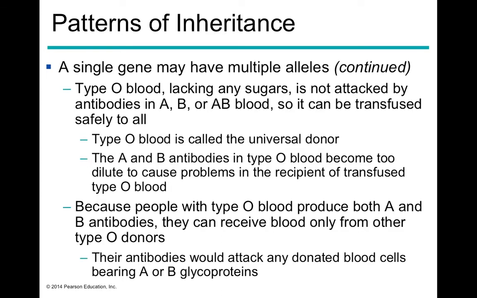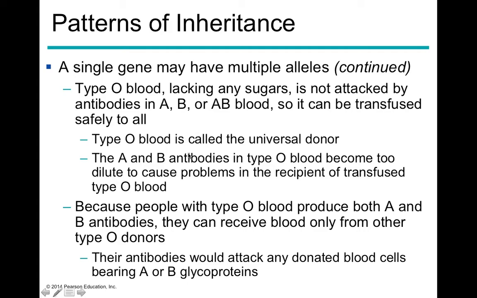Okay, but that doesn't mean that you can only transfer type O to type O and type AB to type AB and type A to A, right? And then we'll get to that in just a second. So type O blood has no sugars on it. So it's not attacked by antibodies in A, B, or AB blood, and that's why it's considered to be a universal donor. It can be transfused safely to everyone. However, this individual with type O blood can only receive type O blood, cannot receive A, B, or AB. So even though he can give it to anyone, he cannot receive it from anyone except his own blood type.